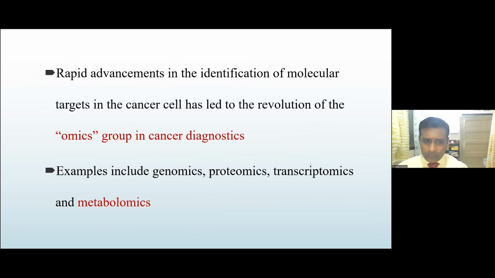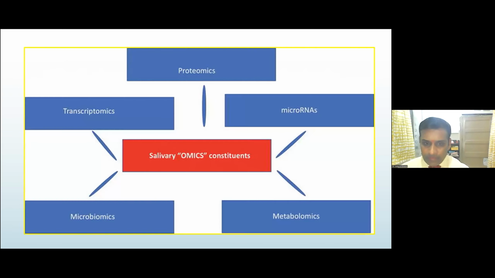Now, because of this identification of molecular targets, especially in cancer cells, where we know that there is a lot of molecular alteration that takes place, there has been a revolution of a group of disease diagnostics called omics. Omics is just a term which is used to indicate the identification of a combination of compounds, rather than a single biomarker. So omics basically involves genomics, proteomics, metabolomics, transcriptomics, as well as microbiomics.